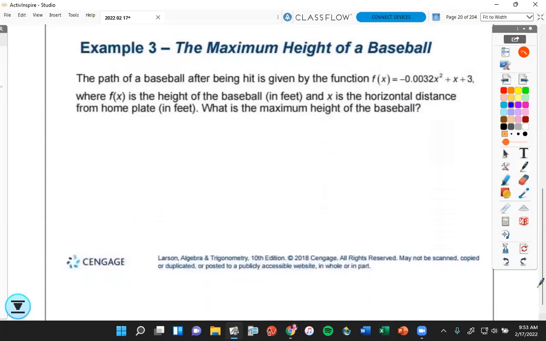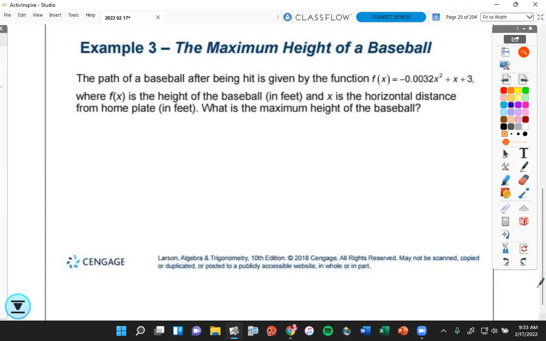The maximum height of a baseball. The path of a baseball after being hit is given by the function f of x equals negative 0.0032x squared plus x plus 3. f of x is the height of the baseball in feet. x is the horizontal distance from home plate. What's the maximum height? What's this parabola look like? Opening down. Pretty flat too, isn't it? Okay. Does that make sense for the path of a baseball?